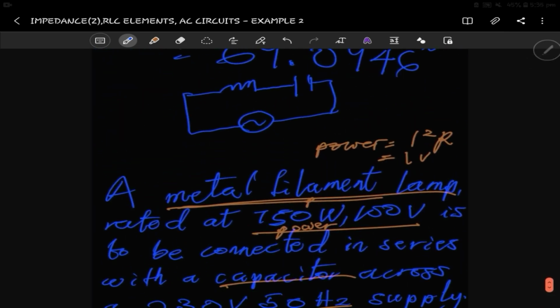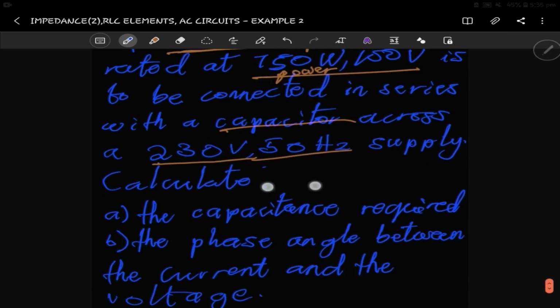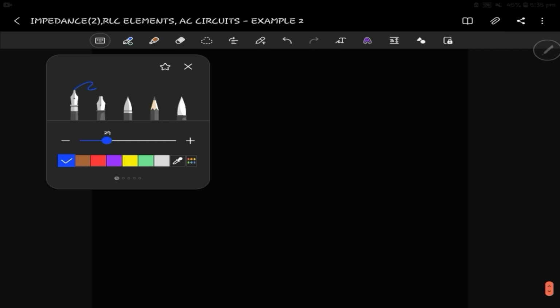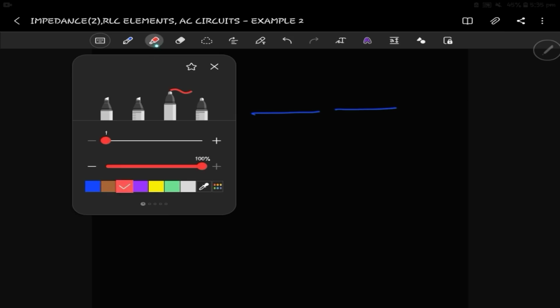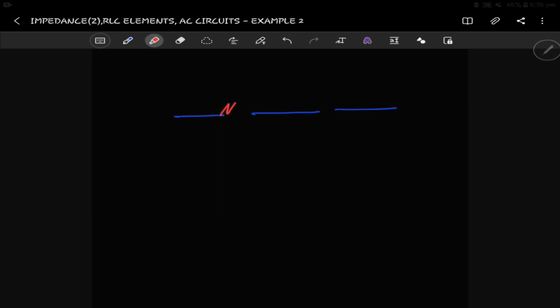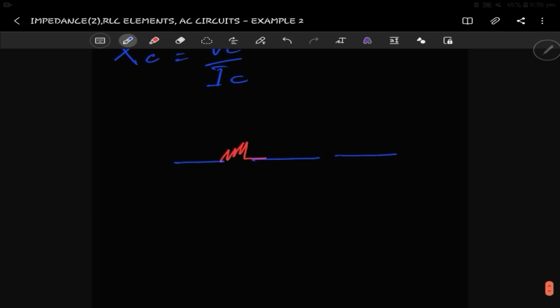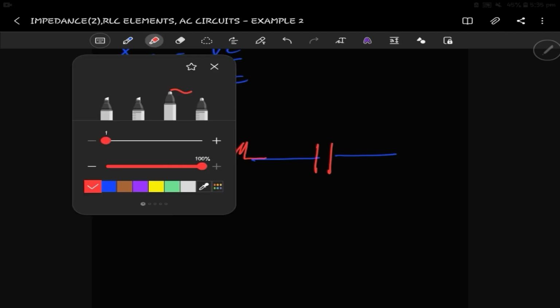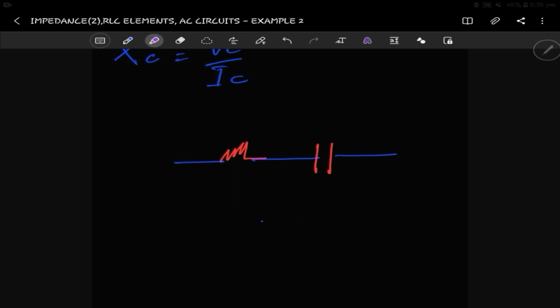So now let's go to the circuit. I think we should redraw it. Let's see. So we have a resistor, we have a capacitor, and we have a voltage source. Okay, so resistor. You can skip the drawing part if you already have the diagram. Then we have a capacitor, and then we have a voltage source. That's sinusoidal.